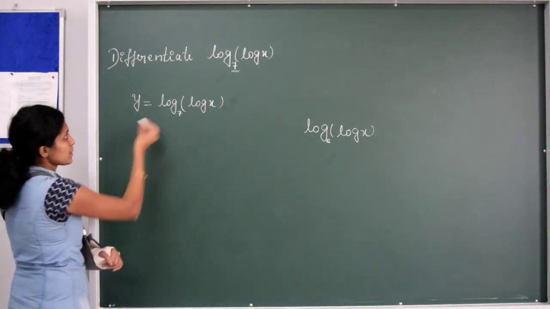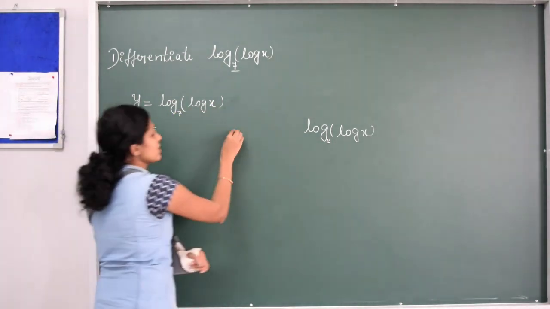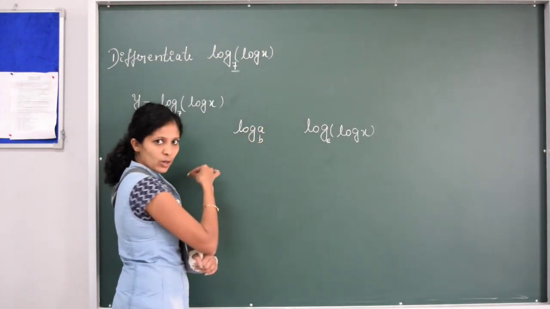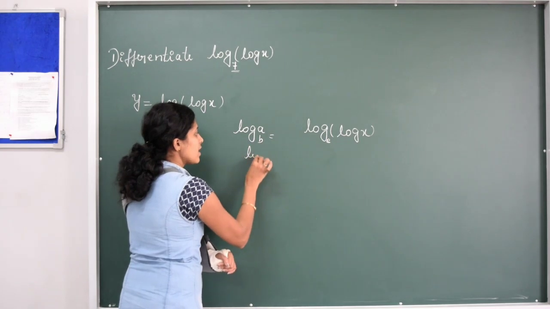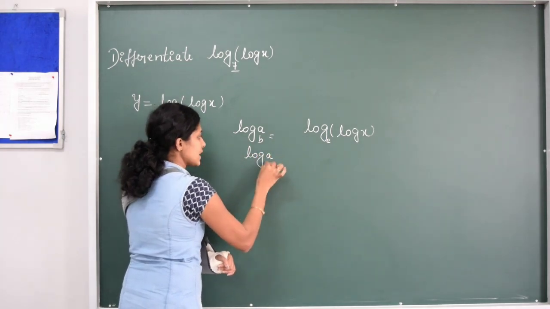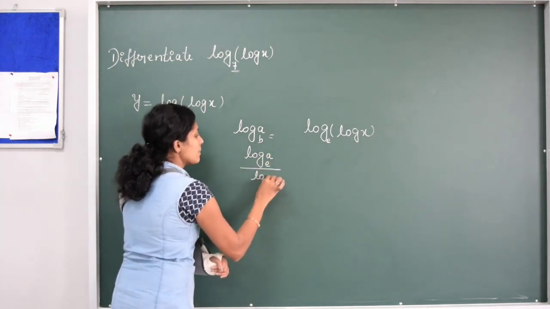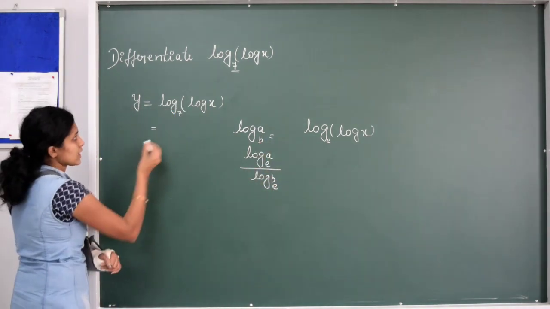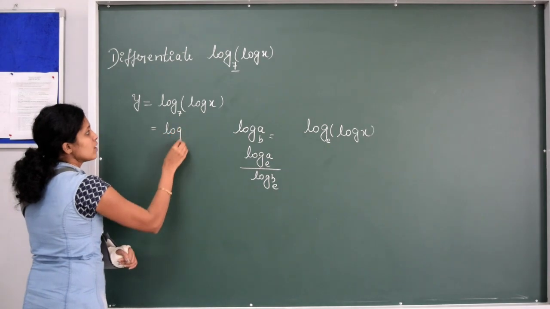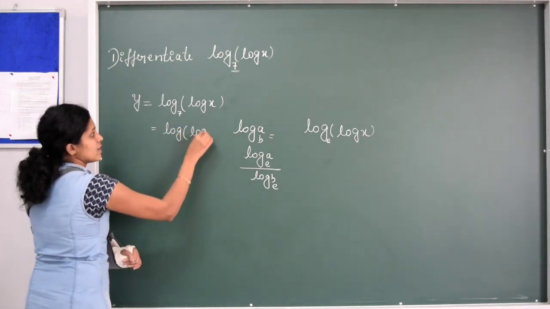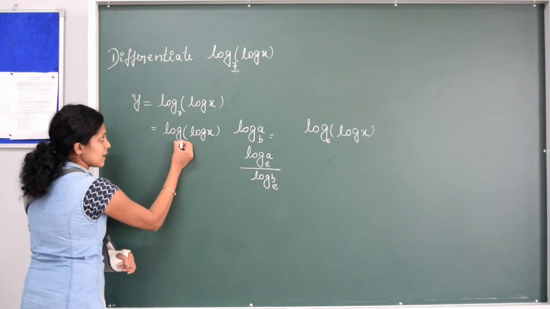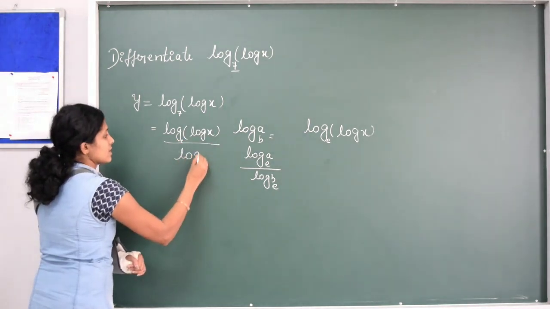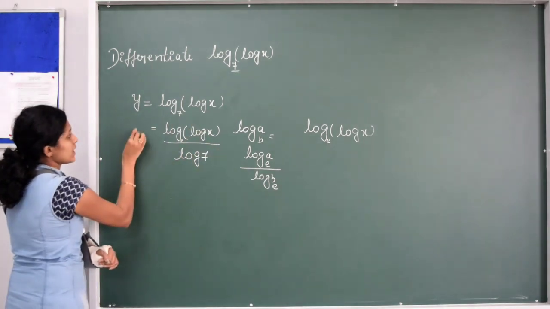Now, by using the properties of a logarithm, the change of base: log a to the base b can be written as log a to the base e divided by log b to the base e. We can write like this by using that property. This one can be written as log of log x, with the base e here, divided by log 7. Is it clear? Now y is equal to this one.